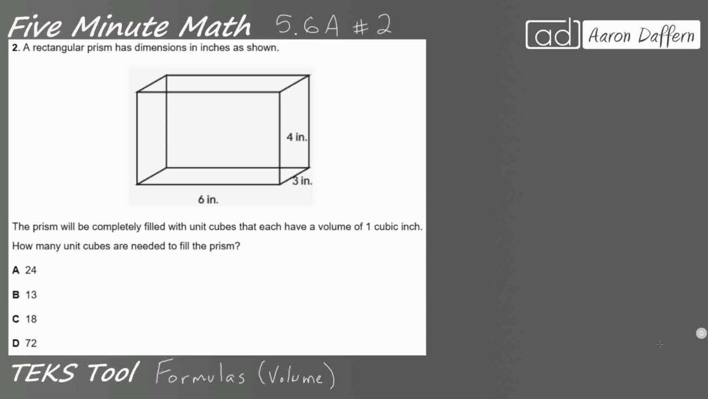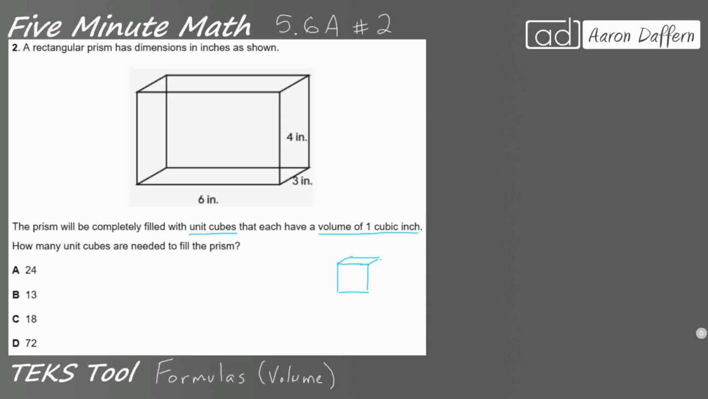So we have a rectangular prism here, and it looks like it's empty. And we want to figure out how many unit cubes we will need to fill it up. All right, so what is a unit cube? Well, if we look at a cube like this, we're going to draw this little cube. And it says it has a volume of 1 cubic inch.